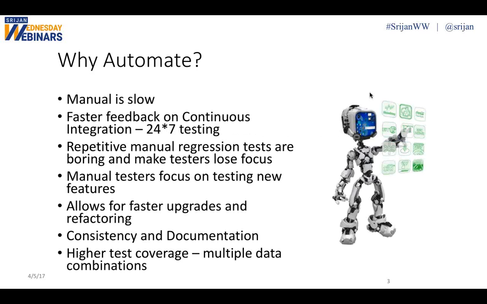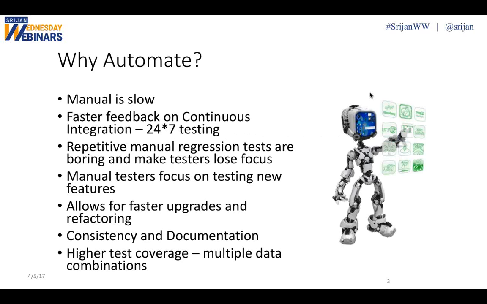Manual is slow. We want faster feedback for our continuous integration testing. We don't want a manual tester to do the same things over and over again, because they will lose focus if they do the same thing again and again. We want to keep them motivated, excited, and give them newer work. Hence we automate the boring regression tasks. Also, when we have a lot of legacy products, it's easier to have good automation in place so that we can refactor or upgrade anytime without worrying about breaking the legacy scenarios.